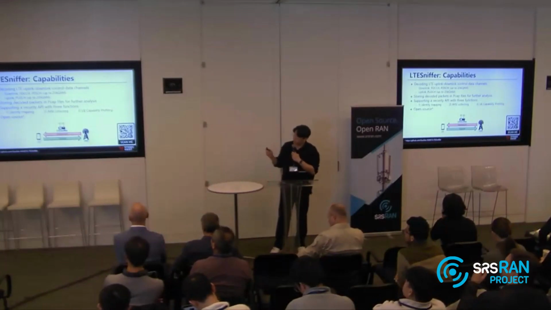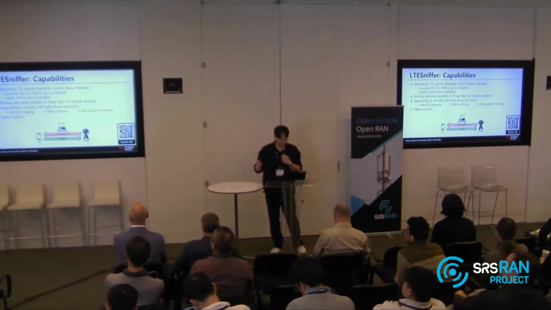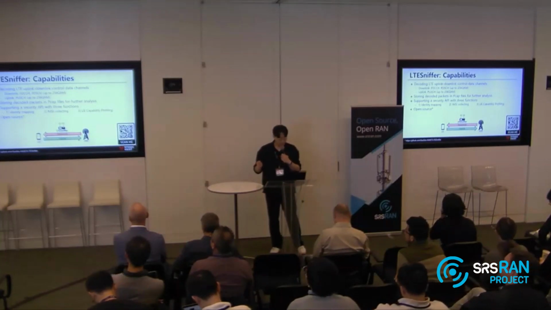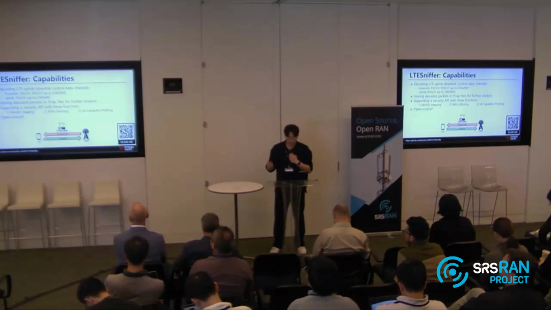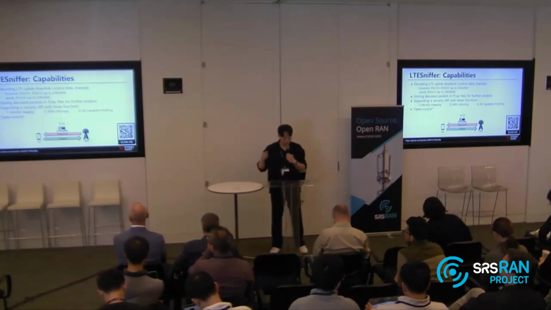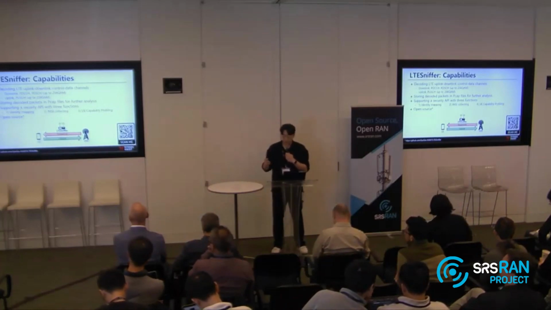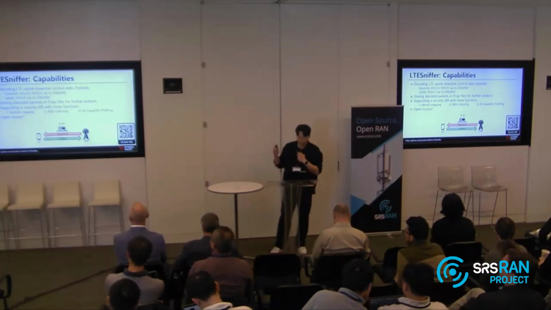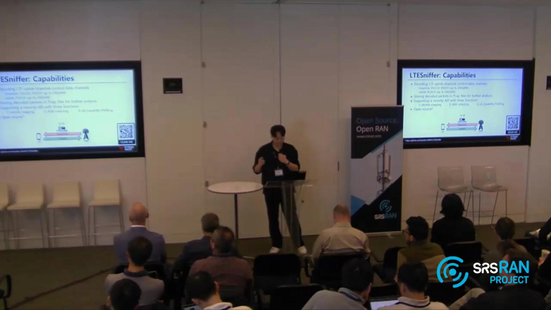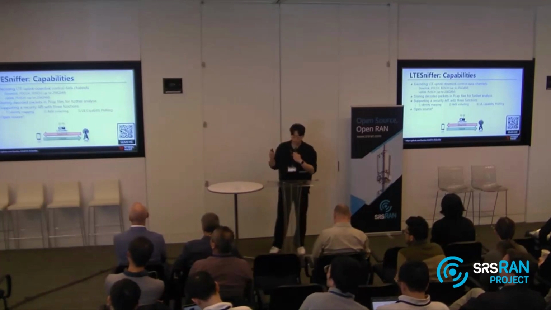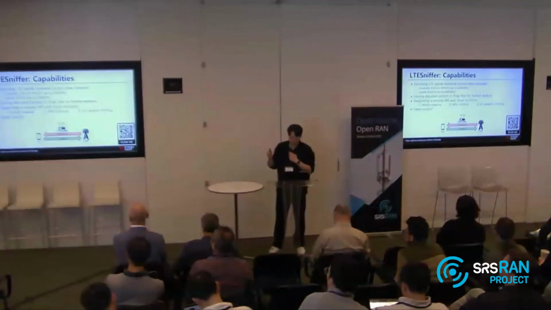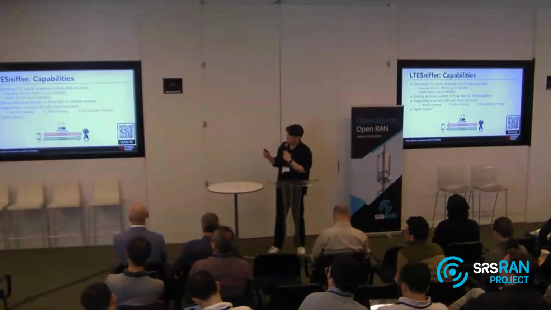In particular, LTE sniffer supports decoding of uplink and downlink control and data channels. In downlink, LTE sniffer can decode PDCCH and PDSCH channels. In uplink, it can decode the PUSCH channel. And LTE sniffer supports up to 256 QAM in both channels. For further analysis, LTE sniffer can store decoded packets in PCAP files.